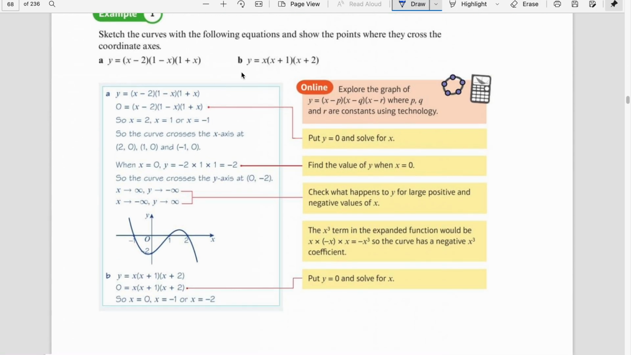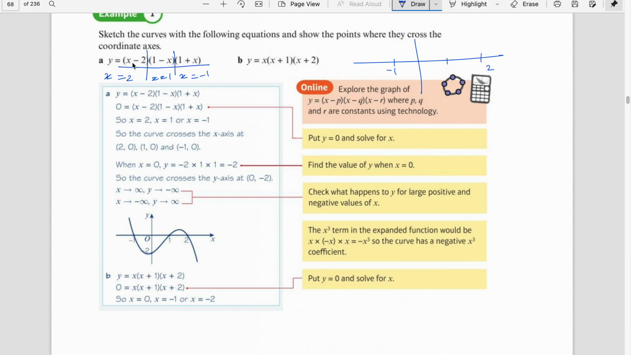So sketch the curve of the following equations and show the points where they cross the coordinate axis. If we are given this, when it crosses the coordinate axis, at that point y is equal to 0. So we can set all three factors to zero, and x is equal to 2, x is equal to 1, and x is equal to minus 1. So it crosses at these 3 points, minus 1, 1 and 2.